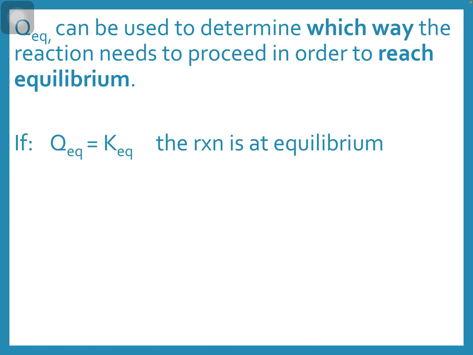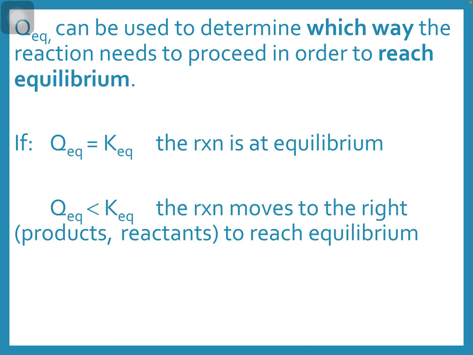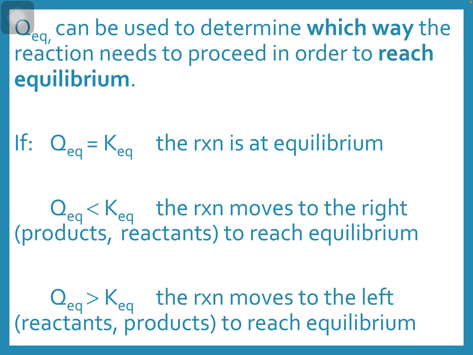These will make a lot more sense once we look at an actual example, but if the value that we get for QEQ is the same as the equilibrium constant, then the reaction is at equilibrium. This one's probably fairly easy to understand: if my value for QEQ, when I plug in the concentrations of products and reactants, is the exact same as KEQ, then the concentrations used are equilibrium concentrations. If QEQ is lower, then the reaction is going to move to the right to reach equilibrium. And if QEQ is larger, then the reaction is going to move to the left.